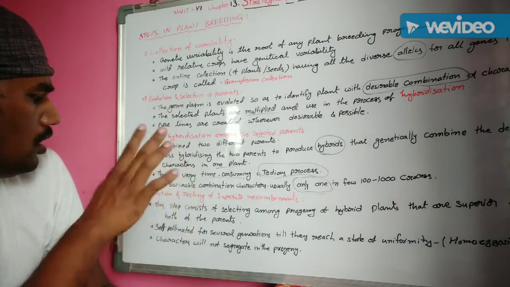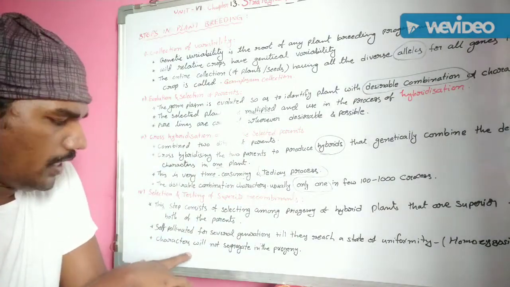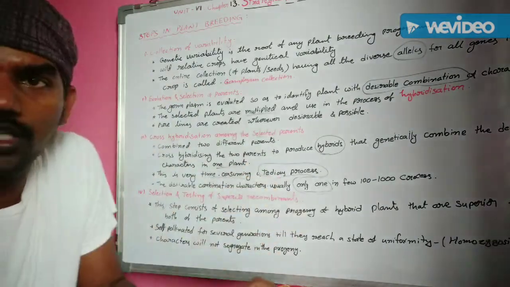The combined characters are your desirable combination characters. Desirable combination characters will not segregate in the progeny.